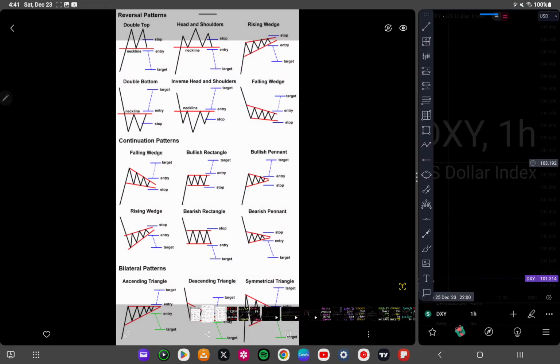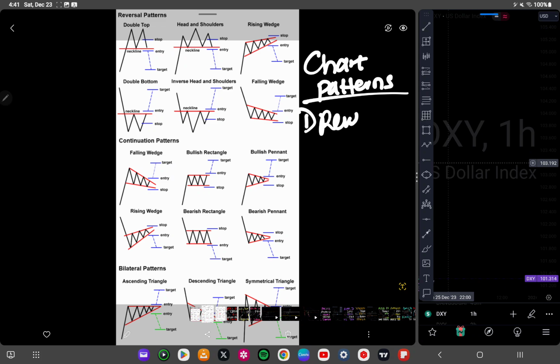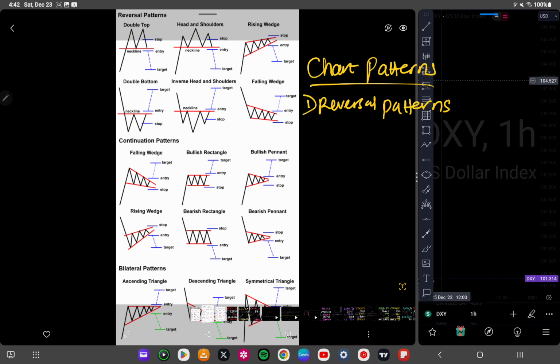Now, let me make this bigger. So we can see this is chart patterns right here, and there are various kinds of chart patterns. As we can see, we have reversal patterns, and we have what we call continuation patterns. These are mainly the two that I actually use.